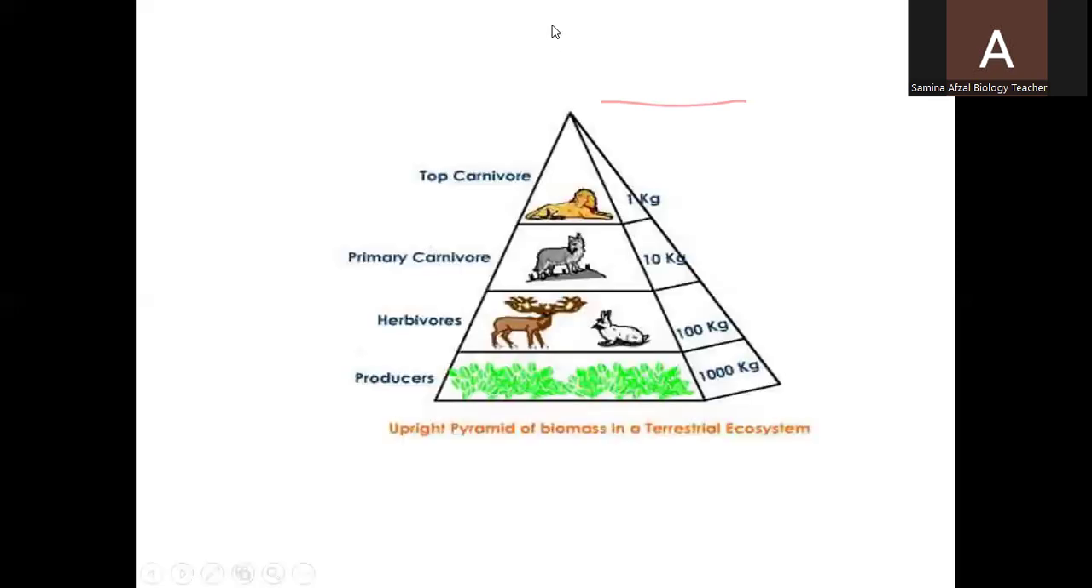In this, you can see the producers. They have the largest biomass, as they will have 1000 kilogram. The herbivores will be lesser in biomass, they will only have 100 kilogram, and the secondary consumers will have 10 kilogram and 1 kilogram.